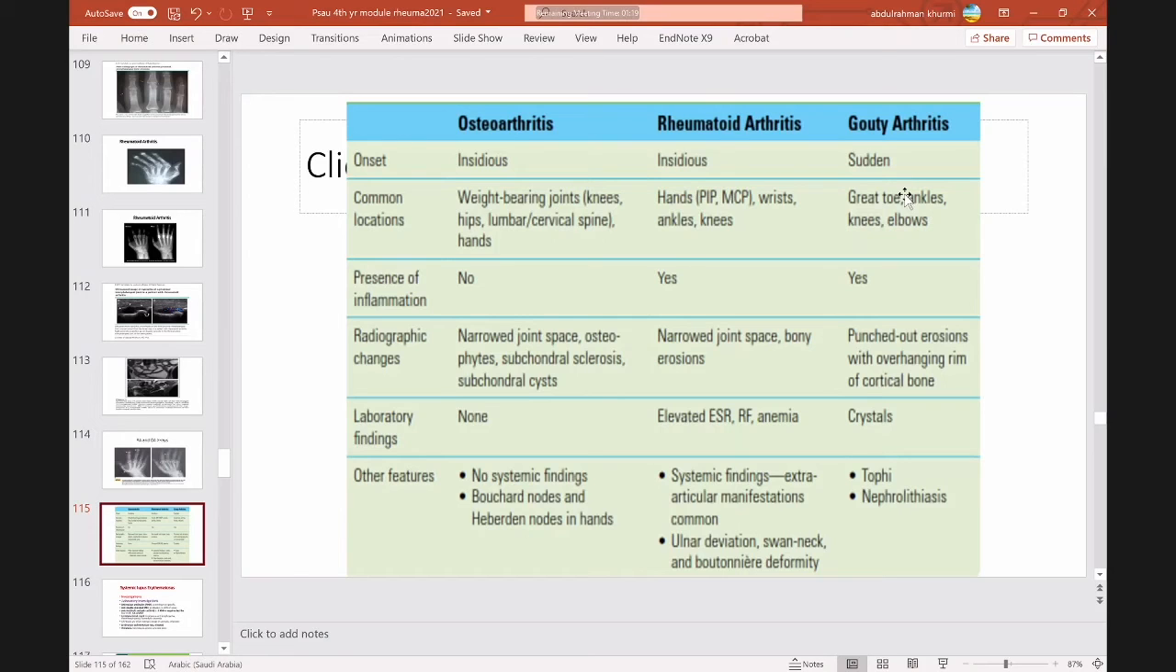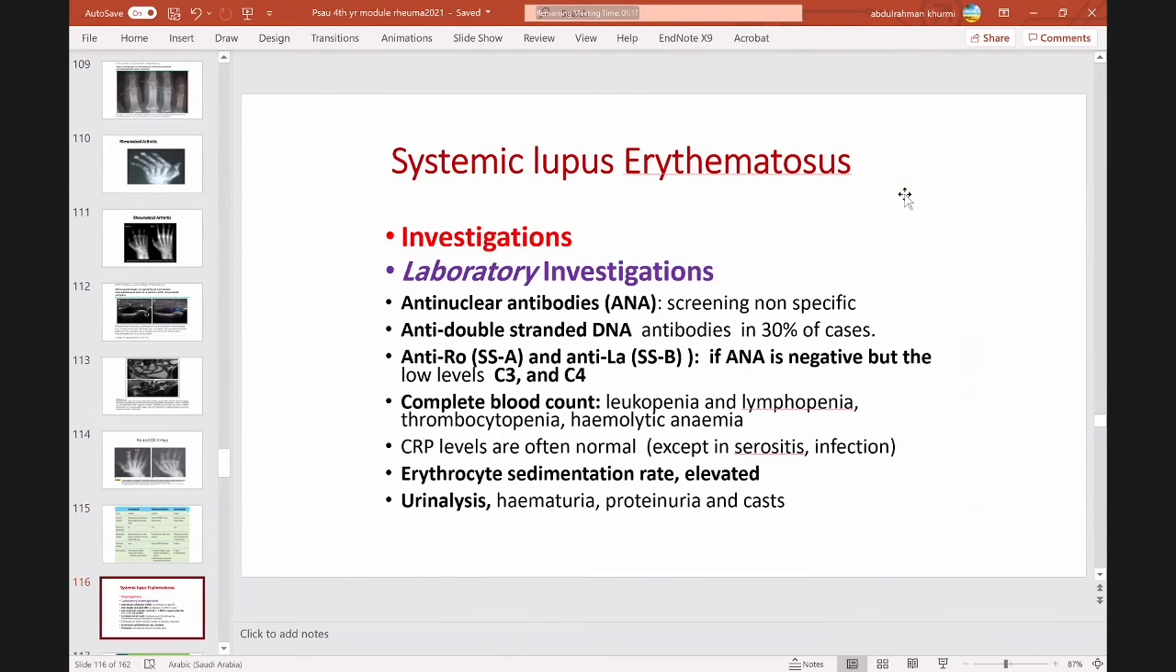Lupus. We said the anti-nuclear antibodies is a screening test, non-specific, but is needed to diagnose lupus. Anti-double strand is seen only in 30% of the cases, but it is very specific. Other antibodies, anti-SSA, anti-SSB.